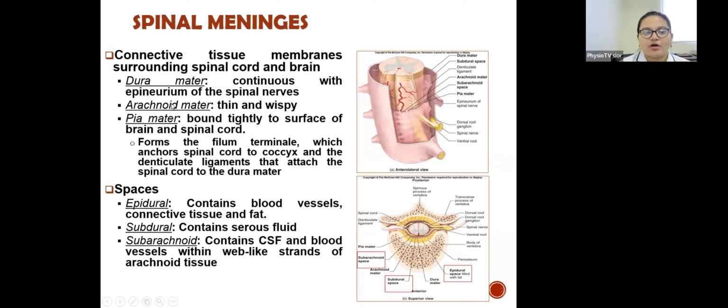Now between two meninges, there are going to be empty spaces, right? So the first space is the epidural space. It consists of blood vessels, connective tissue, and fat. Next is the subdural space. Here, if you can see, this is the subdural space, right? It contains serous fluid, and then there is the subarachnoid space, which is between your arachnoid mater and pia mater, and it contains CSF and blood vessels within web-like strands of arachnoid tissue.